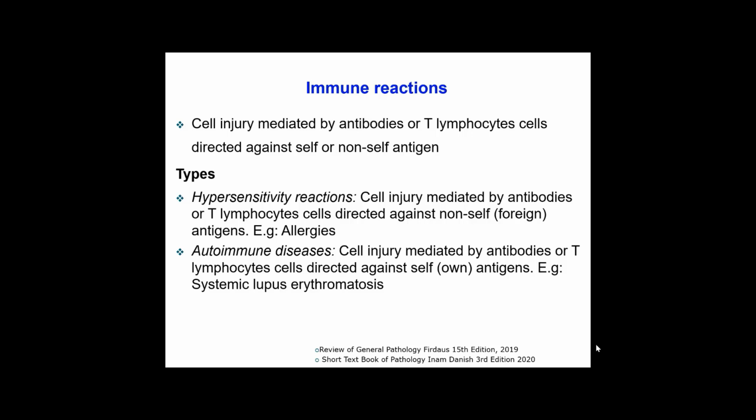Another type of immune mediated cell injury is the autoimmune diseases. In these diseases, the cell injury is caused because the antibodies or T lymphocytes react with the body's own antigens. By own antigens, I mean the different molecules which are present on the human cells. The best example is systemic lupus erythematosus.